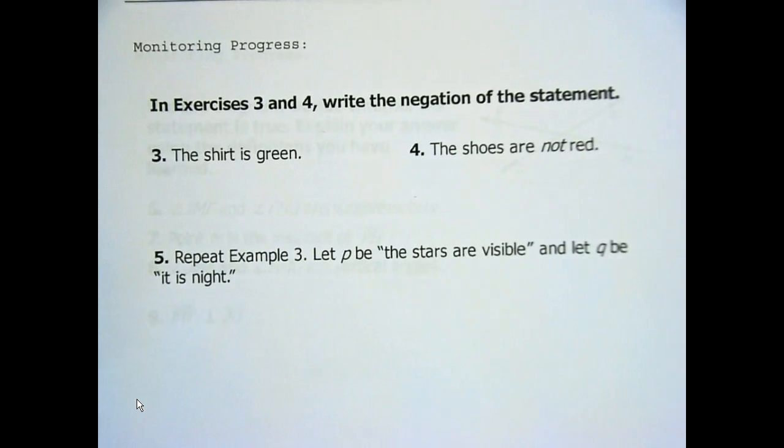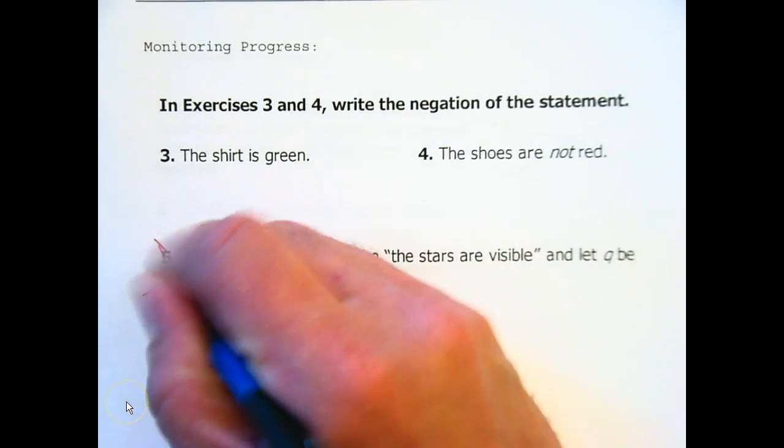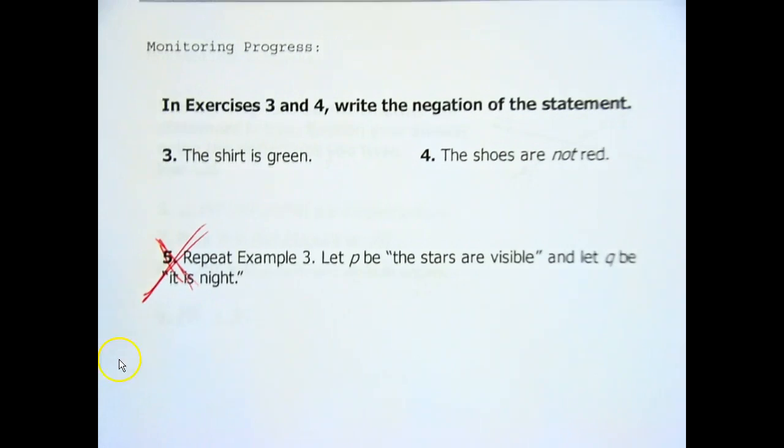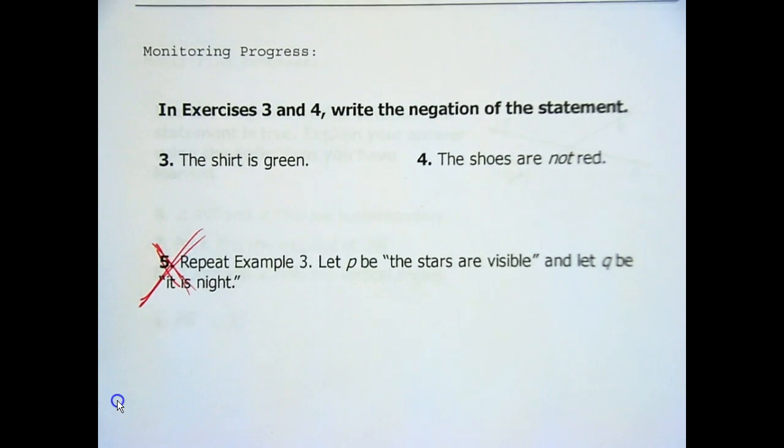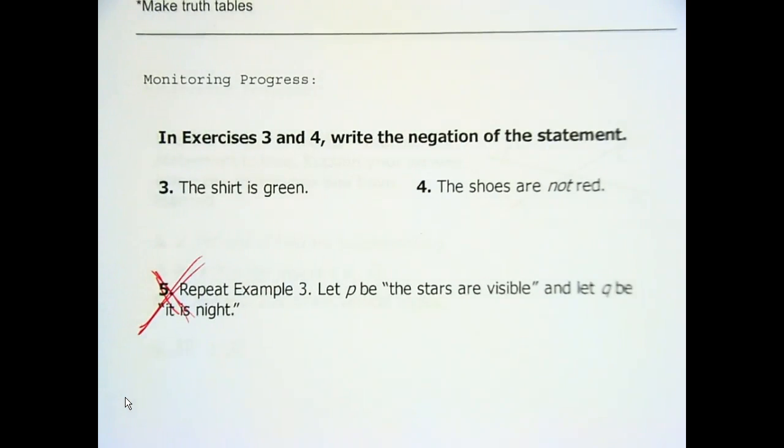Okay? All right. Why don't you guys try this one right here. Write the negation of the statement. Work with your groupies. We're going to skip number 5. We're not going to go through the whole process of example 3 again. So just write the negation of 3. Numbers 3 and 4 are two separate problems. So write the negation of number 3, and then write the negation of number 4.